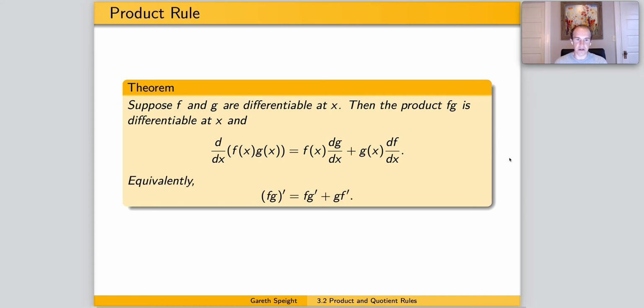And if you want to say it also in prime notation, equivalently, you could say (fg)' is f times g' plus g times f', right? So we fix the first, differentiate the second, and then we fix the second and differentiate the first. As a warning, notice this is not the product of derivatives, right? The derivative of the product is not df/dx times dg/dx. It's not f' times g'. So please don't do that, or you'll get the wrong answer. Every year, a couple of people do that. You think it won't happen to you, just make sure it doesn't. You have to use the product rule. It's not the product of derivatives. That will give you the wrong answer.